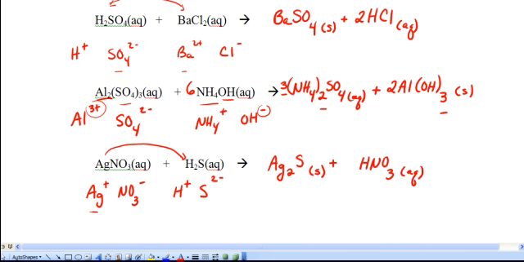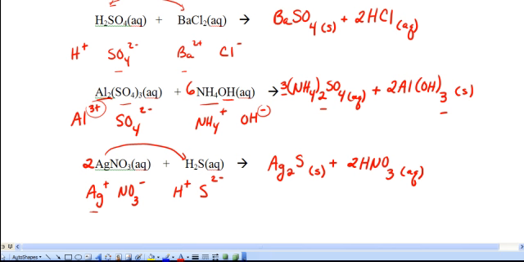Now we simply need to balance the equation. We have 1 silver, we have 2 silvers on the product side, so we put a 2 out front. You have 2 nitrates on the reactant side, you only have 1 on the product side, so we put a 2 out front. You have 2 hydrogens on the product side, go back, we have 2 on the reactant side, and now we're balanced.